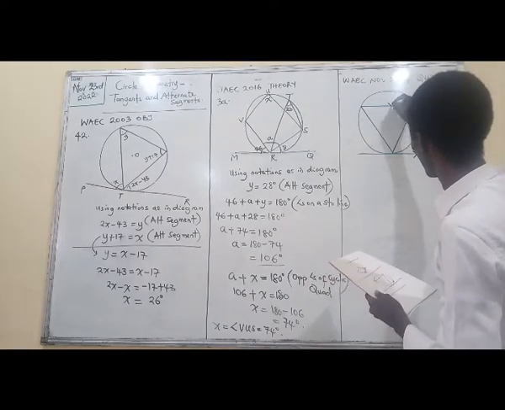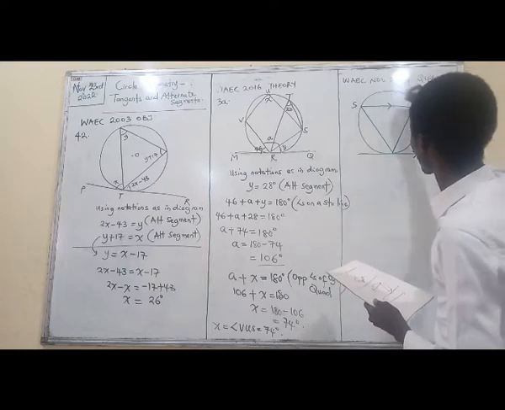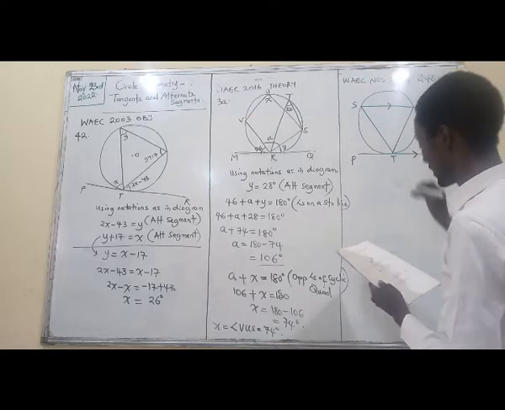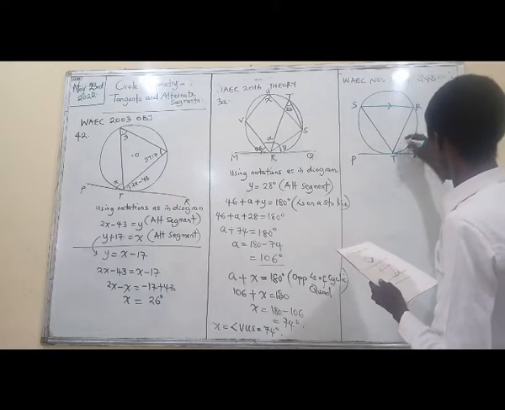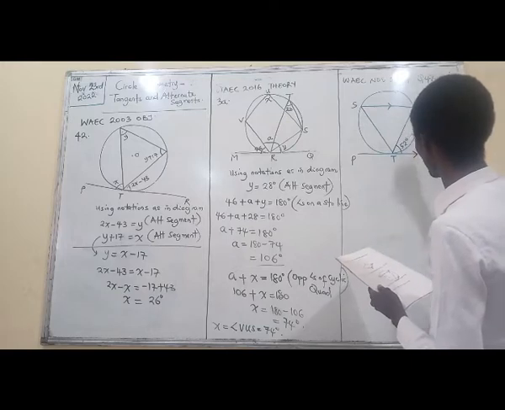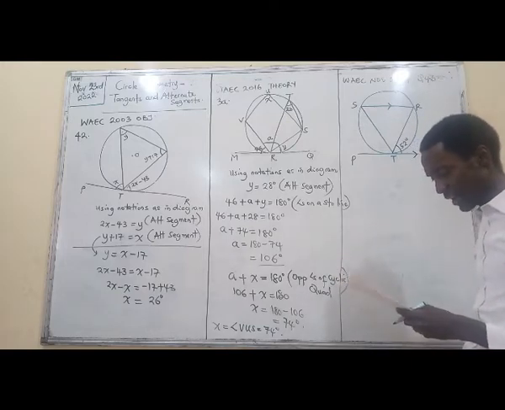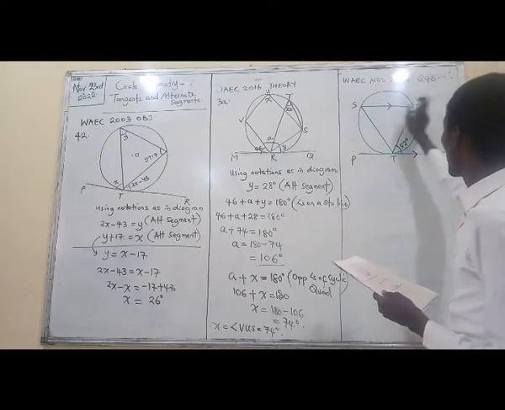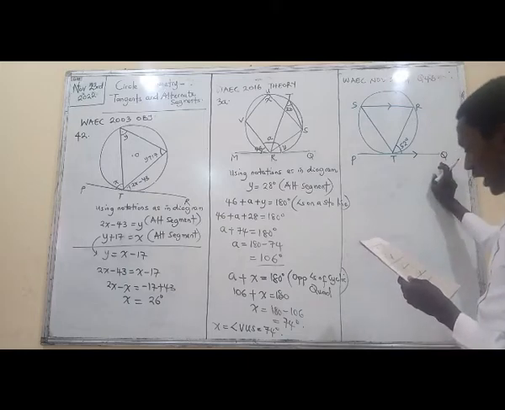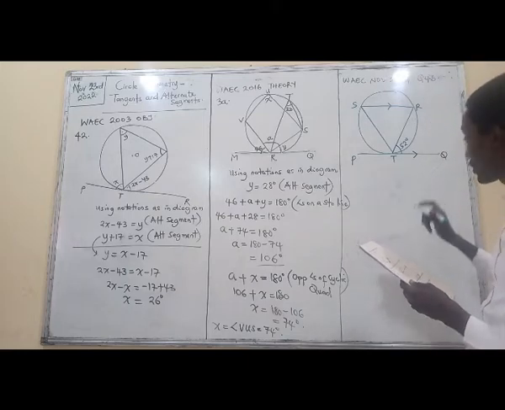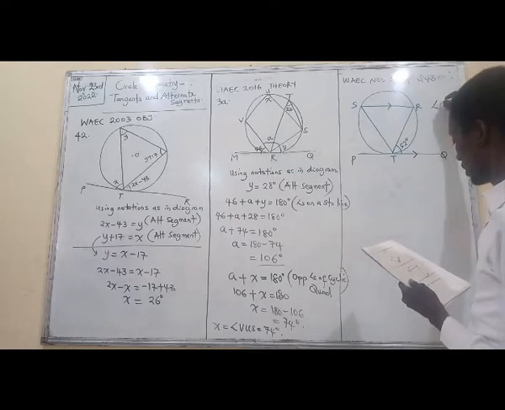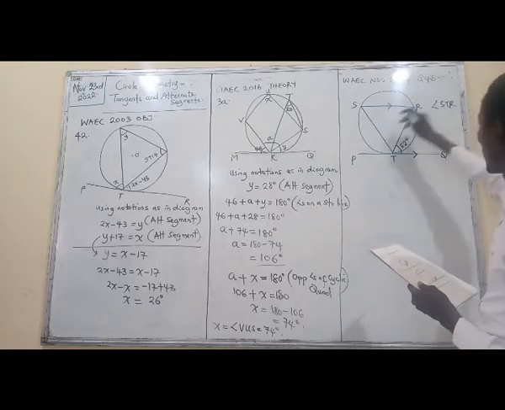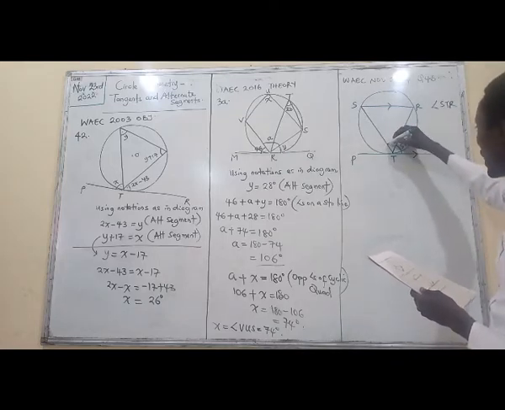And I am told that this is parallel to this. So SR is parallel to PQ, with the tangent at T. The whole of this angle here is 52 degrees. It said in the diagram, PQ is the tangent to the circle at T. SR is parallel to PQ. And angle RTQ is 52 degrees. We are told to find angle STR. STR, that is the angle we are told to find.